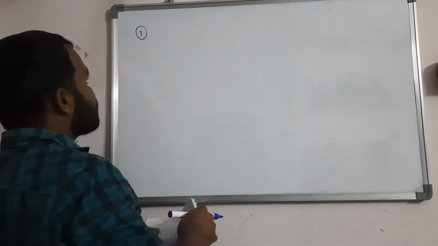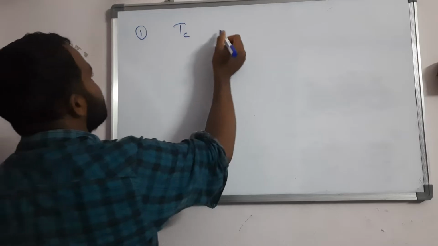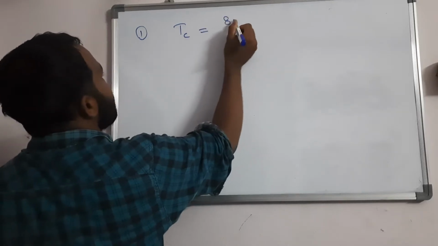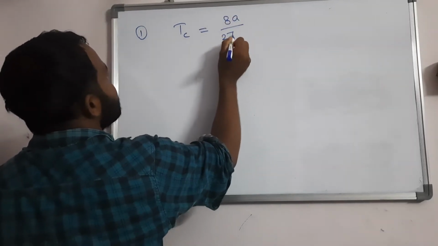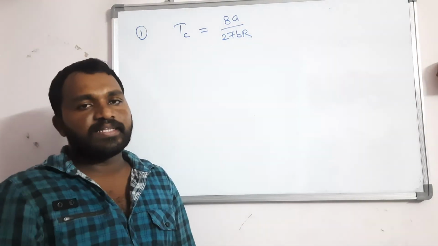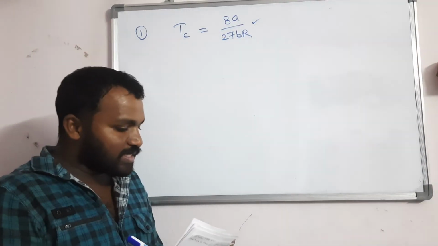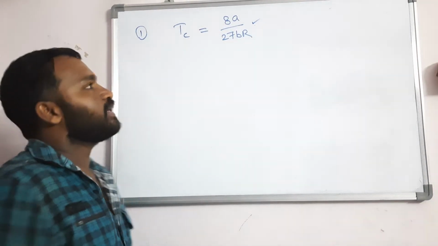They asked directly which of the following is correct for critical temperature TC. Options they gave like 8A by 27BR, 8B by 27AR, like this. The correct answer is that critical temperature TC is equal to 8A by 27BR.